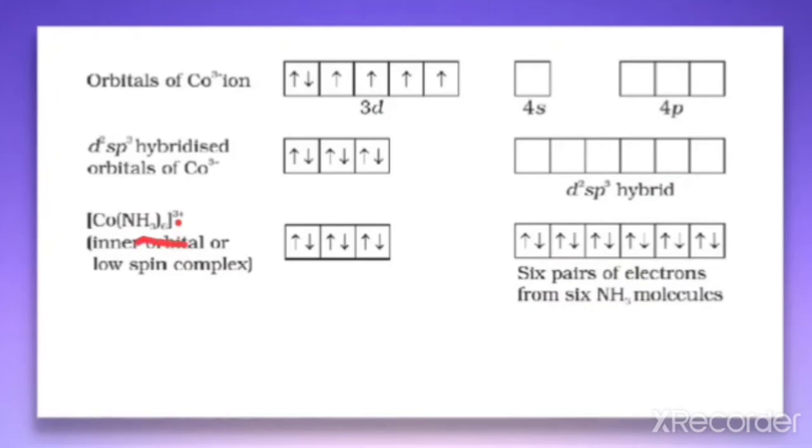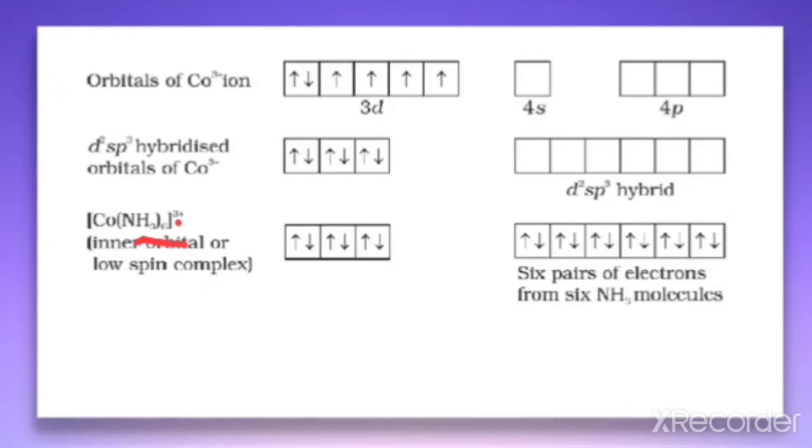Why is it 6? In the formula you can see 6 ammonias are there, so 6 vacant spaces are required here. The strong field ligand will cause the pairing of electrons. So the possibility here, the coordination number is 6.